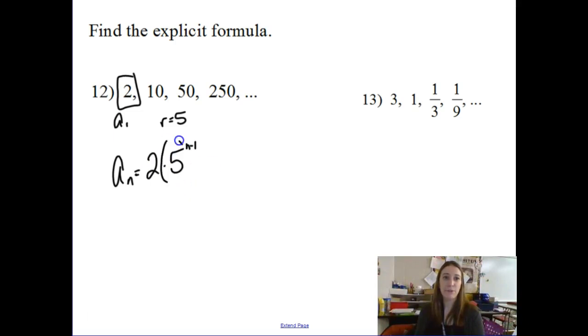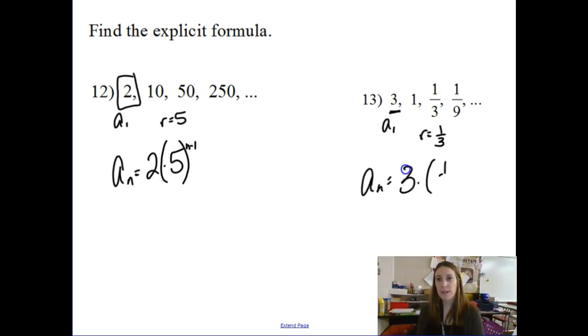You can put 5 in parentheses. Just make sure you understand that 5 is the base of the n minus 1 power. So here for number 13, I got a first term. And then the common ratio would be 1 divided by 3, or 1/3. So our explicit formula is 3 times 1/3 to the n minus 1 power.